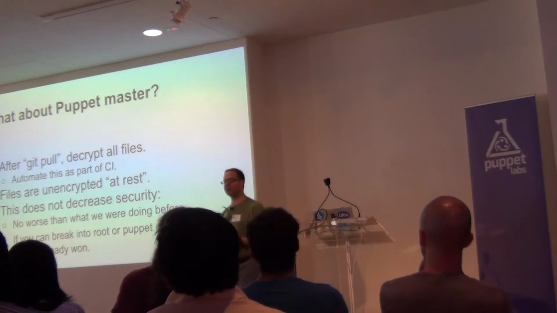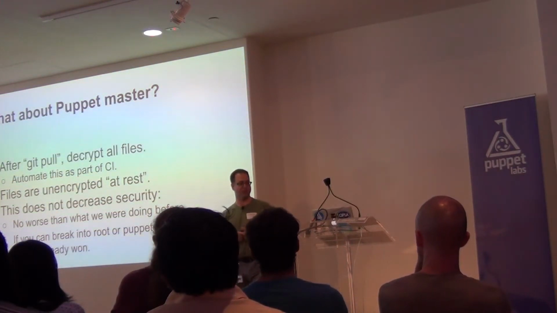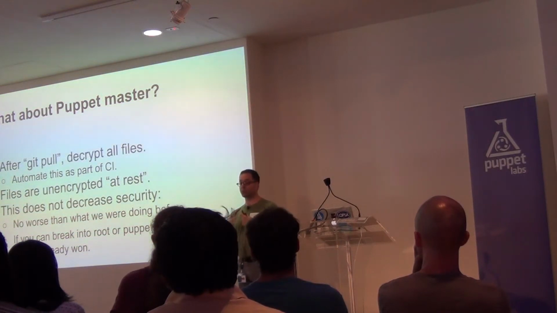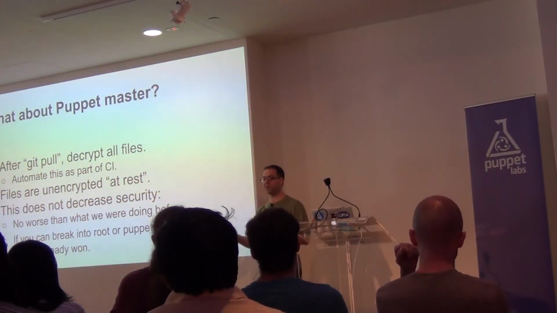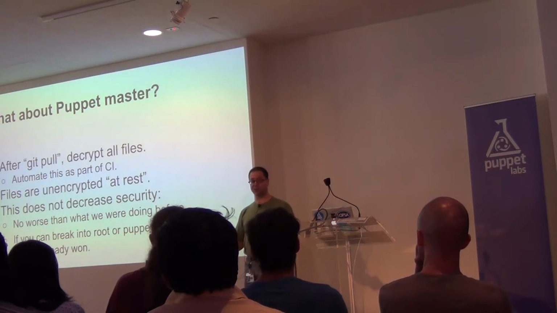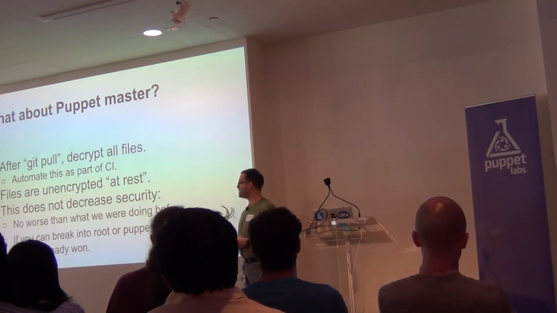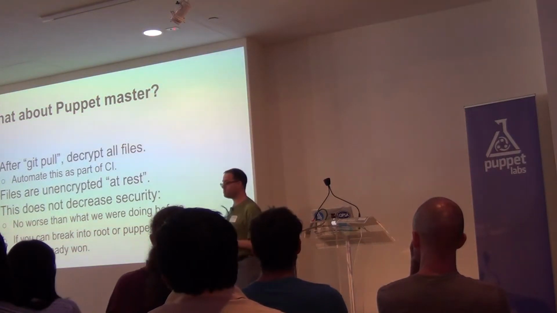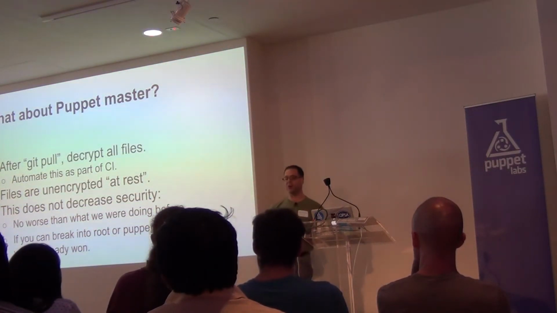But what about the Puppet Master? How does the Puppet Master access these secrets? Well, what we had been doing was those secrets were unencrypted on the disk of our Puppet Master, and we decided that that's okay. Our Puppet Master is very much locked down.